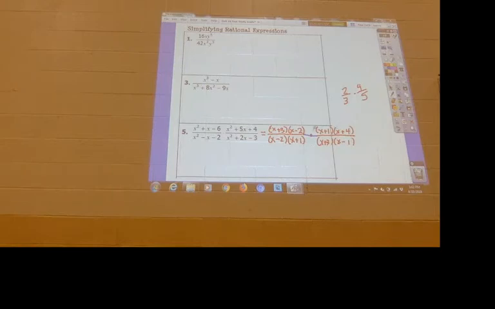All right, so do I have a matcher with an x plus 3? You do. So let's cancel on the top and the bottom. Do I have a matcher with an x minus 2? Yes. All right, cancel that out. What about an x plus 1? Yes. What about either of these? No. So my final answer is x plus 4 over x minus 1.